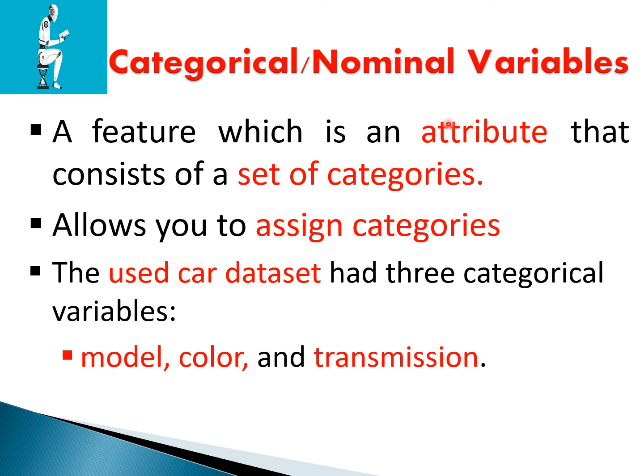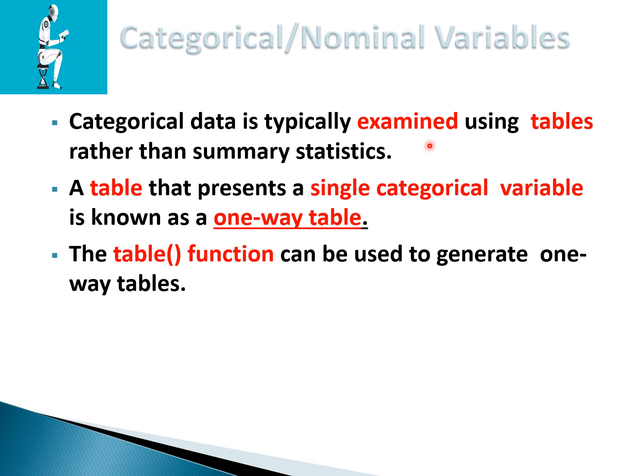In the previous lecture, we already saw nominal variables or categorical variables: a feature which is an attribute that consists of a set of categories. That type of variable is termed a categorical variable or nominal variable, which is used to assign categories. The used car dataset has 3 categorical variables: model, color, and transmission. To examine the data in a categorical variable, we have to use some other mechanism. Categorical data is typically explained using tables rather than summary statistics.